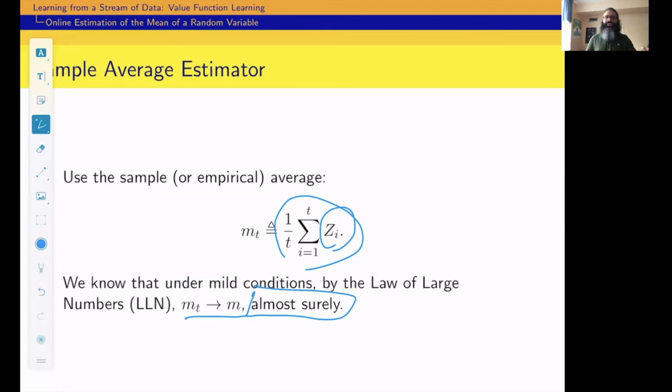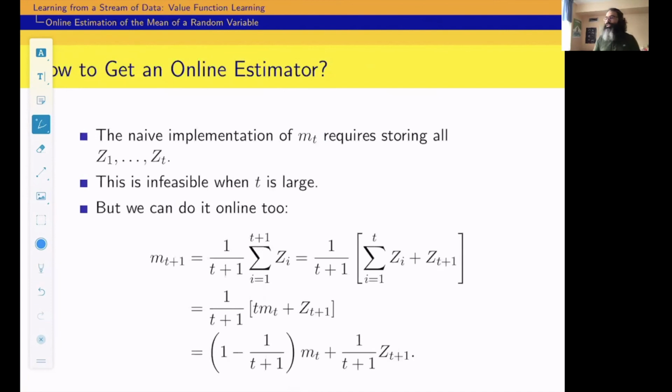So what is the idea? How can we do it online, do you think? We just keep track of the previous mean and then do an incremental process to update this mean. Yes, that's basically what we want to do. The naive implementation requires storing all samples, which is infeasible when t is large, but we can do it online. And I think, as you mentioned, we can do it as follows.